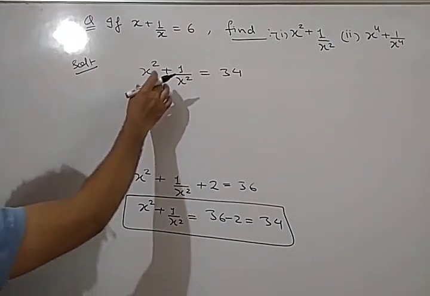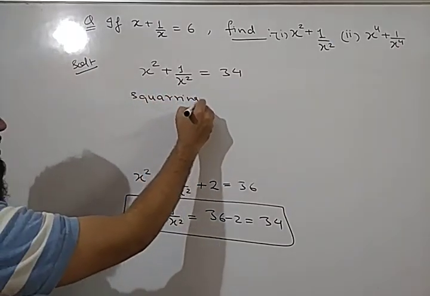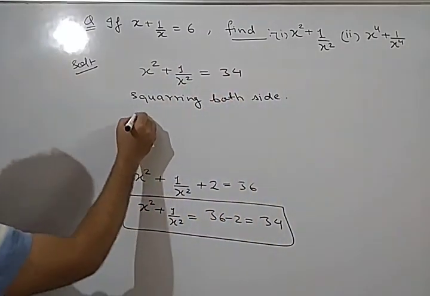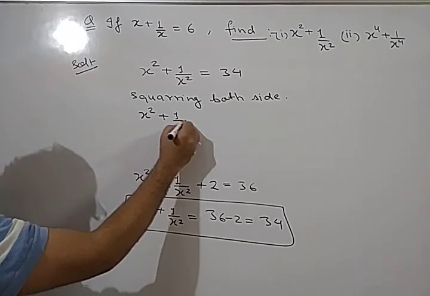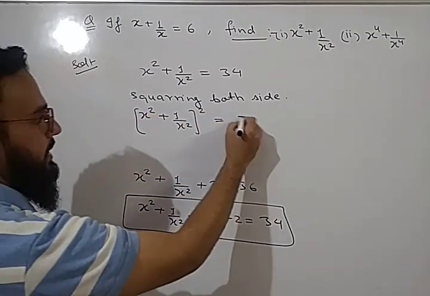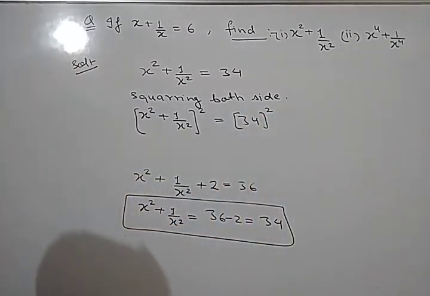If we again square this, squaring both sides again, then what will happen? It will be x square plus 1 upon x square whole square. And on the right hand side it will be 34 square. Clear? Now solve it further.